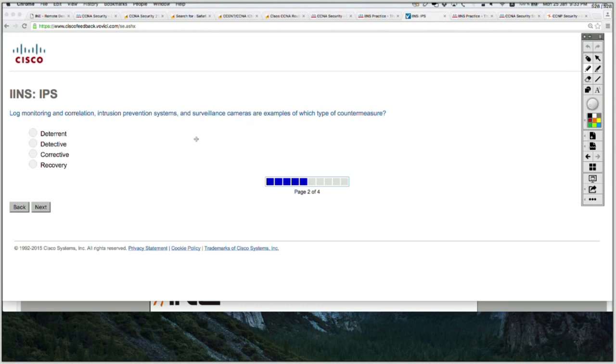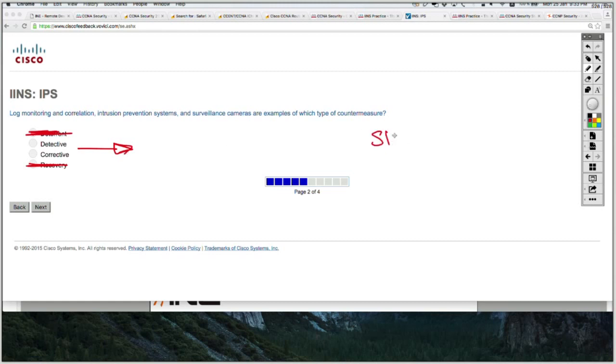IDS would be detective. So I suppose everybody agrees that those systems outlined in there, video cameras, SIEM solutions, and IPS, are not recovery and not deterrent. So let's speak about corrective and detective.